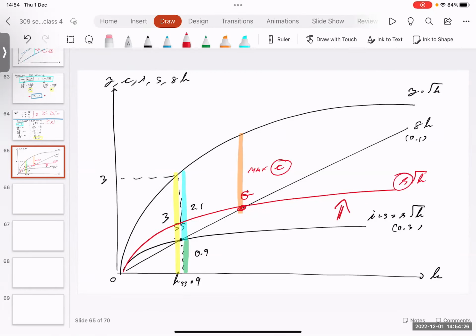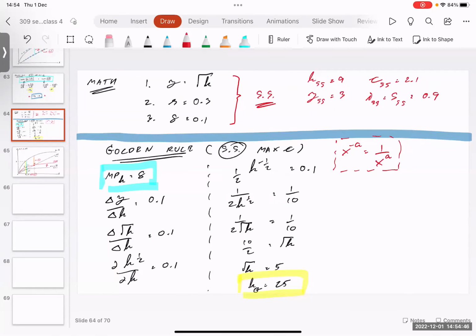Okay, you need to save more, but we don't know what more it is. Before, saving is 0.3 or 30%, but if you want to go to the golden rule, you need to shift the investment and saving up, right? You need to save more. If you can save more, you're going to accumulate more capital, from 9 to 25. This is a number that we just calculated over here, 25.